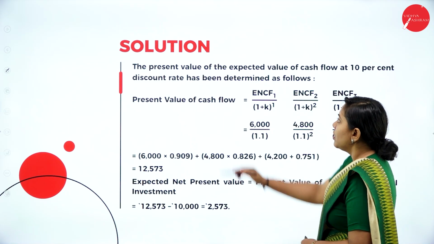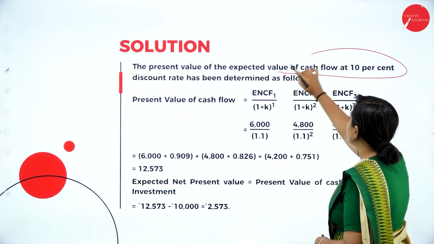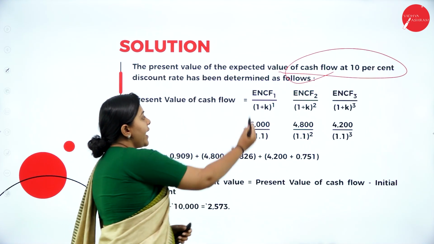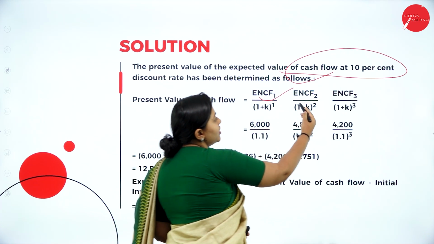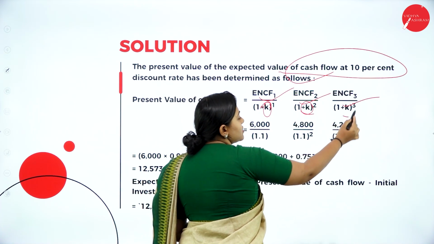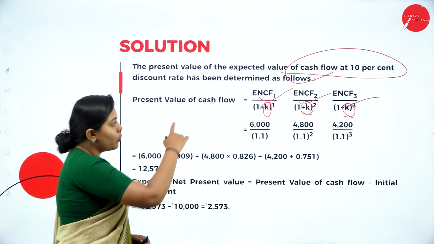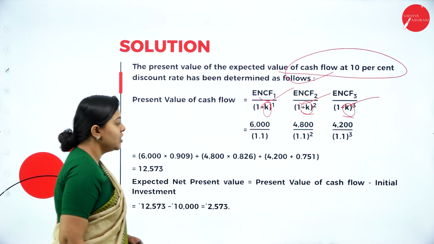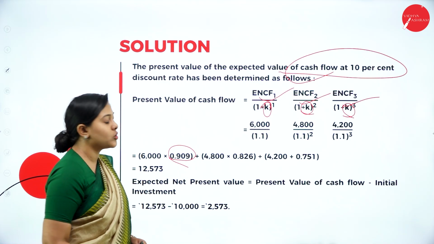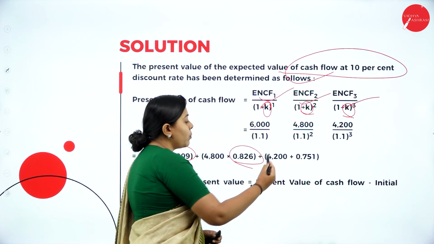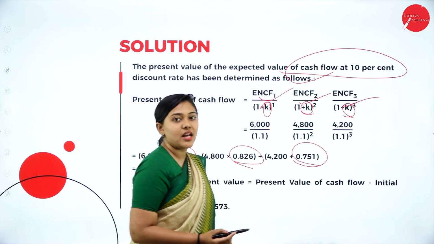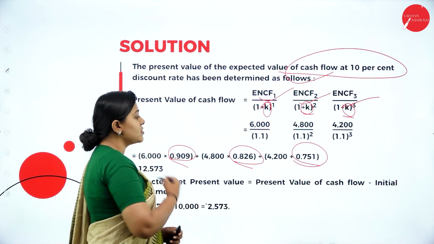So, with the help of this, we will calculate the expected net present value. Moving forward, the present value of expected cash flow at 10%, as I have told you. So, this is the formula. Expected net cash flow of year 1, year 2 and year 3. So, this is discount factor. The K stands for what? Discount factor for 1 year, second year and third year. So, what will be the first year value? It is 0.909. The second year, it will be 0.826, and the third year, it will be 0.751. So, this is the value.